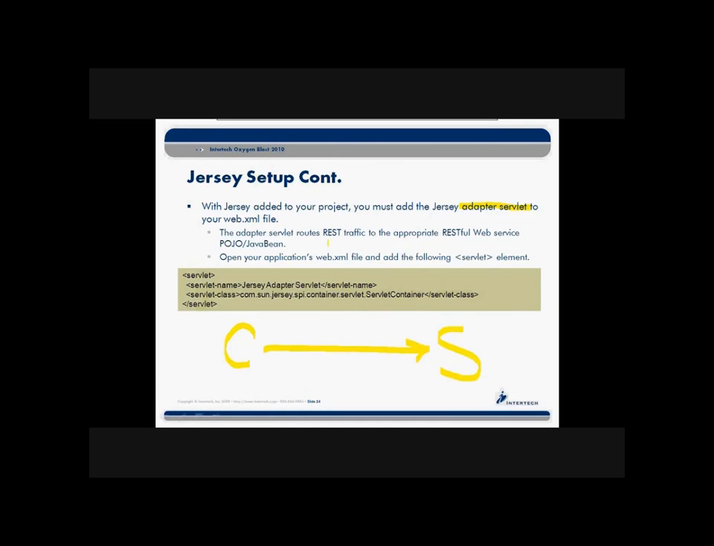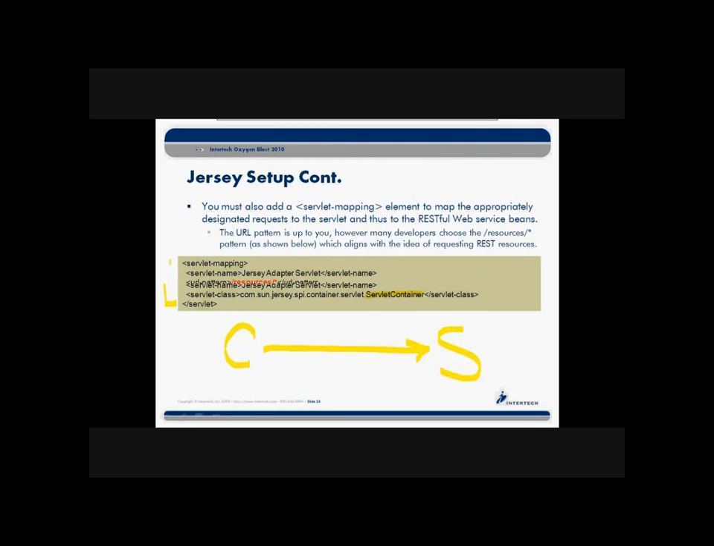This adapter servlet then has to be provided in our web XML file, just like any other servlet, to inform our application container that we've got this servlet in place that should be receiving traffic, and then that traffic needs to be routed appropriately. Inside of your web XML file then, what you're going to want to do is add a servlet element that looks something like what we see here. Our Jersey adapter servlet has to be specified via this servlet class, the servlet container class, provided in that Jersey jar file.